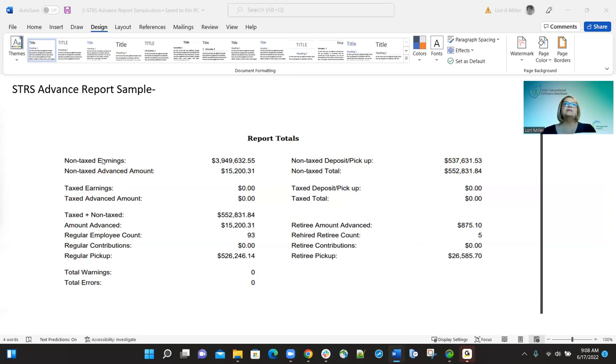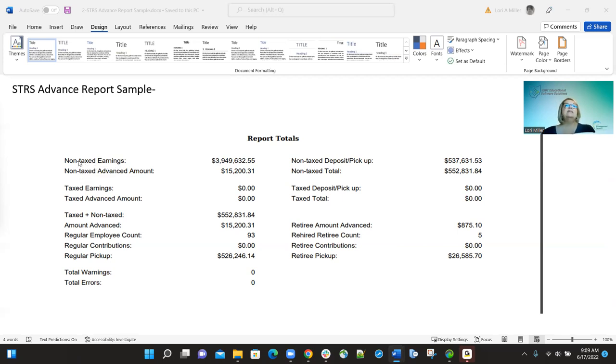The non-taxed earnings, which you'll see at the bottom of the STRS advance report, are a total of the STRS applicable gross for the fiscal year. It does include the amount remaining on the contract, the amount that's still owed, so the compensation obligation minus amount paid minus amount docked. Non-tax earnings is the total for employees who have STRS annuity or employer STRS pickup withheld. So that's what those non-tax earnings consist of.